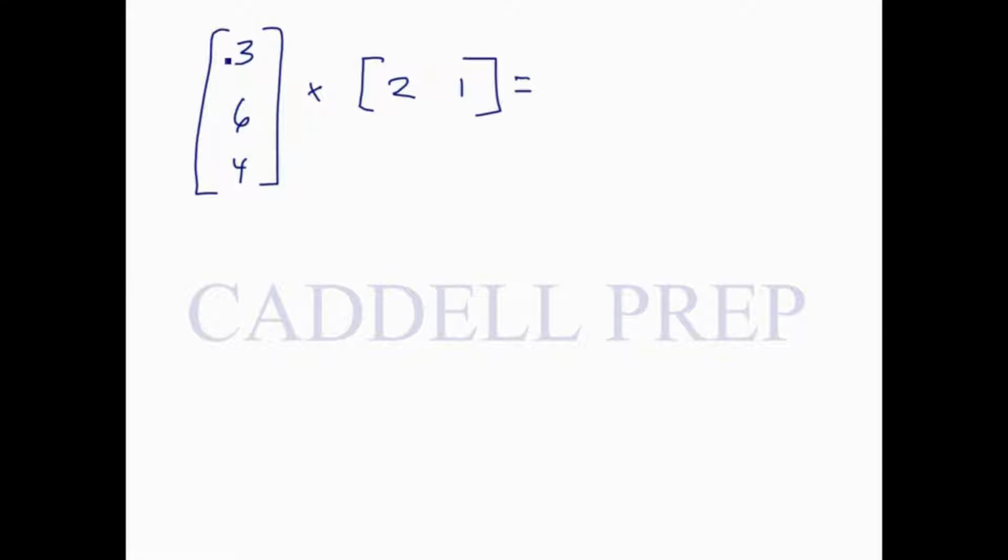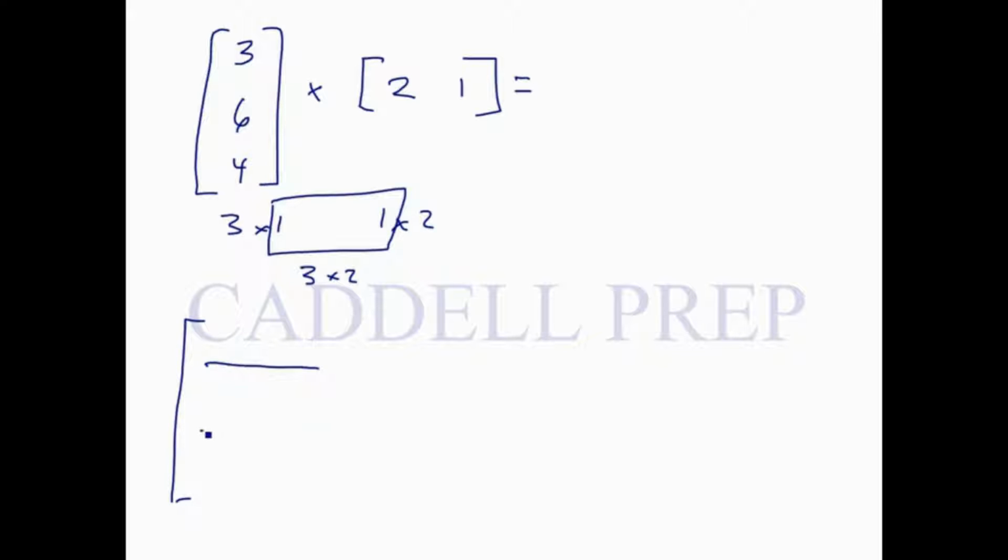Now let's look at this one. We have 3 rows and 1 column, so this is a 3 by 1. This is 1 row and 2 columns, so it's 1 by 2. You see that these match up. So we're going to end up with a 3 by 2 matrix. So let's do our work here. So it's going to be 3 rows and 2 columns, so just make some lines here. I'm just going to do this so you can see how things match up.